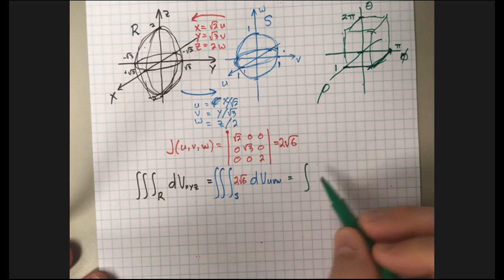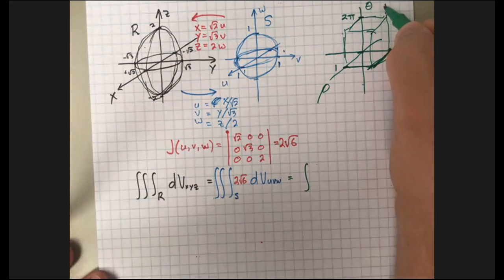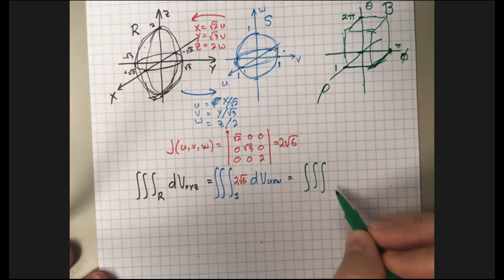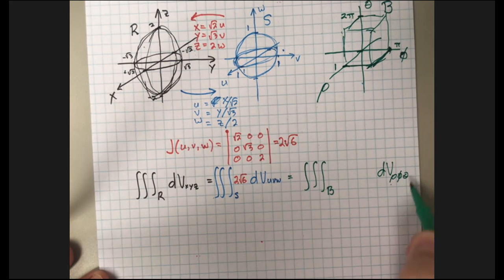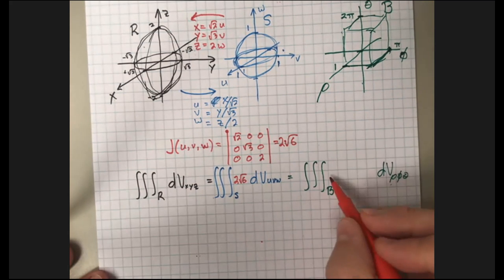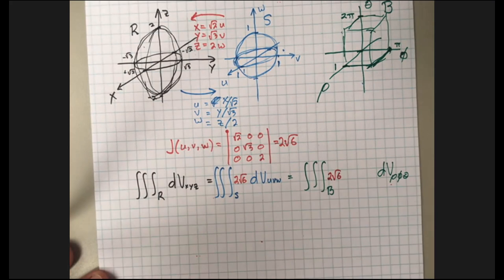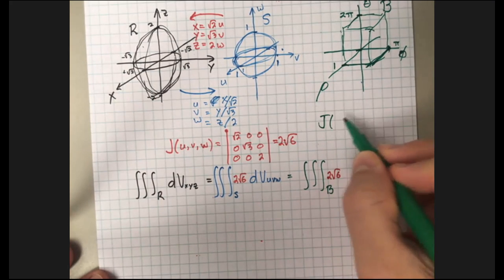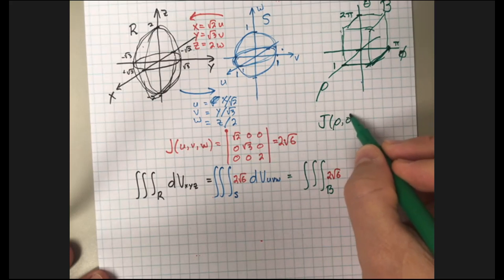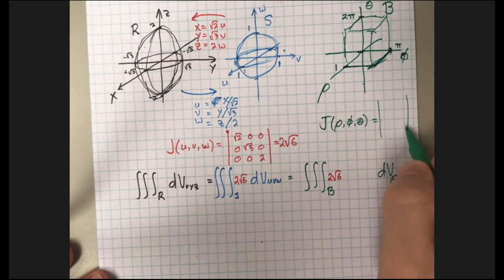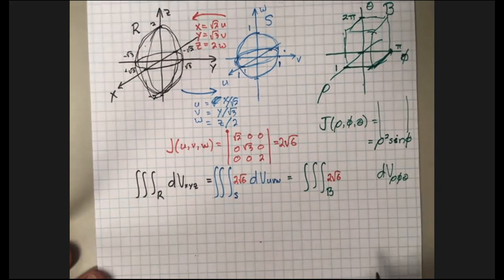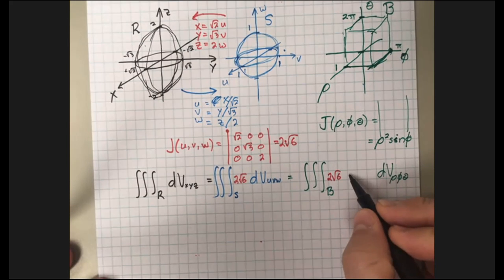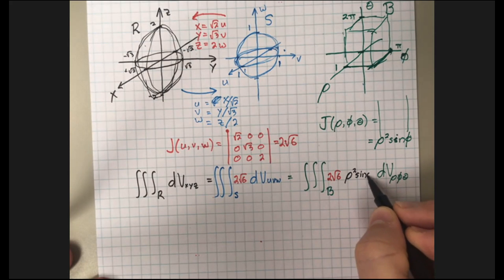Let's call this region here, I don't know, B for block. So I've got to set the limits over B, and I've got to integrate the volume in rho, phi, and theta. And I already have this 2√6 modification factor from the first Jacobian, but now I have another Jacobian in here. I have the Jacobian for rho, phi, and theta. And that's a big mess to calculate, but we've already stated that that's rho squared sine phi. Right, so I have a second Jacobian here, rho squared sine phi.